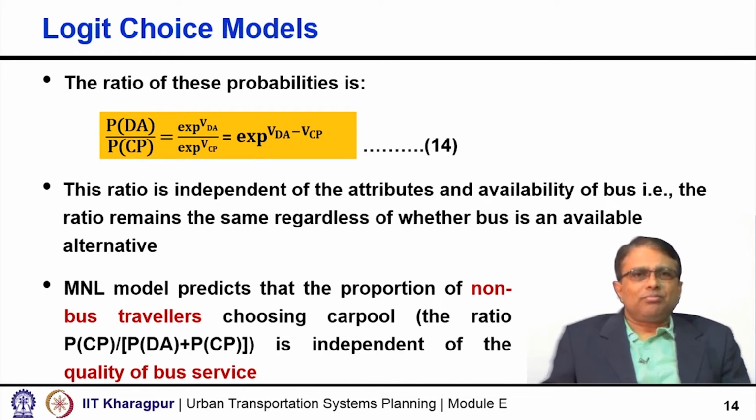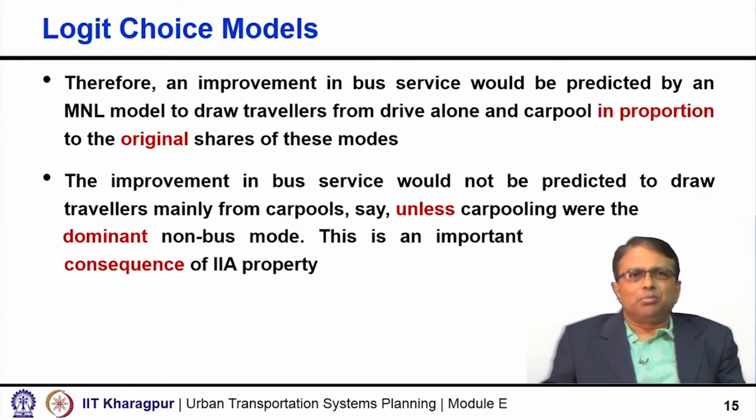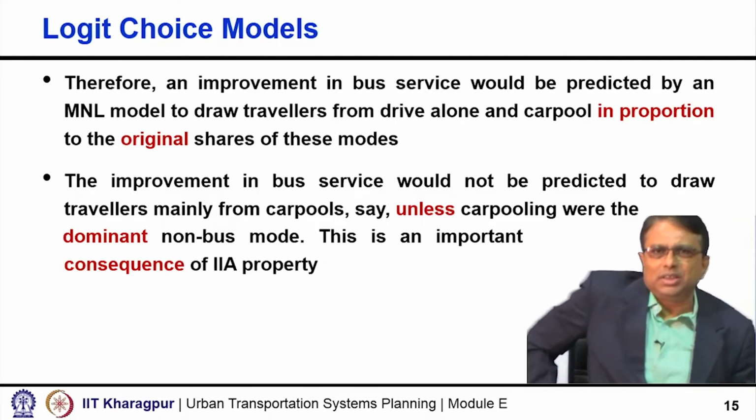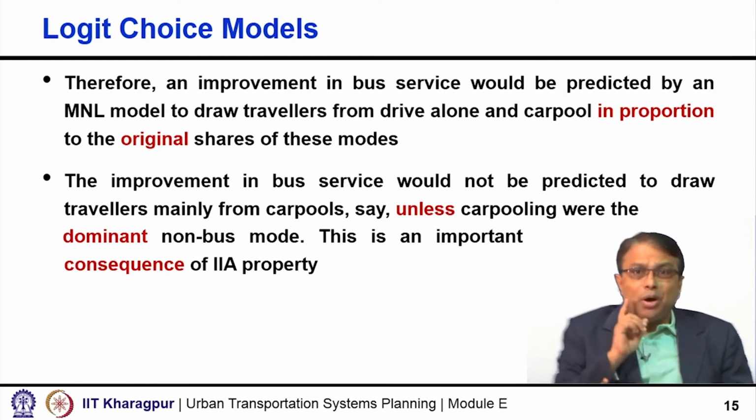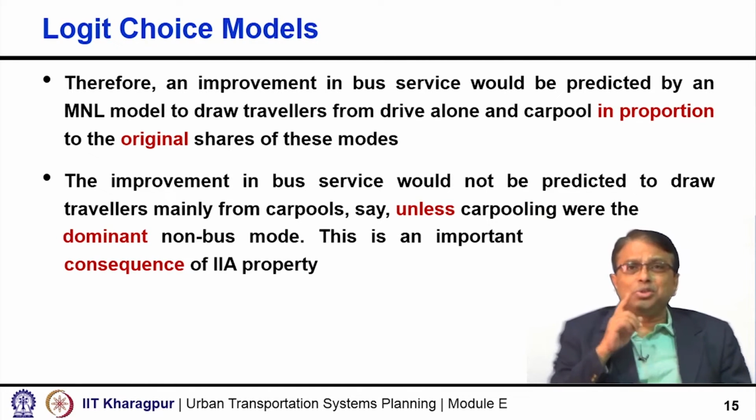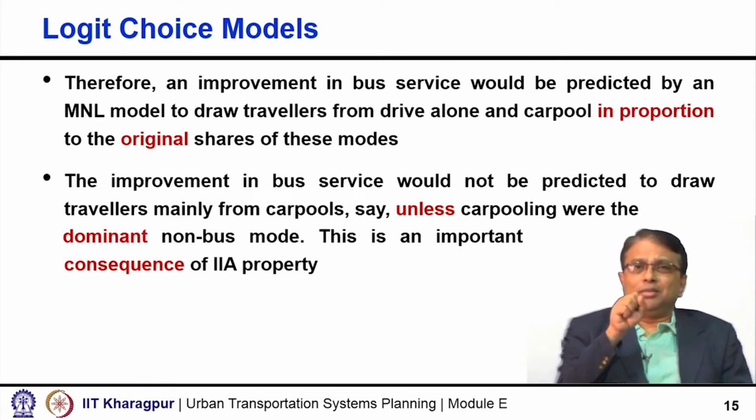Now, this is the IIA property. So, even if the bus utility changes, suppose it increases or decreases, the probabilities will change, but they will change without changing this ratio. Whatever has been your original proportion, in the same proportion the probabilities are going to be. So, the ratio will remain.